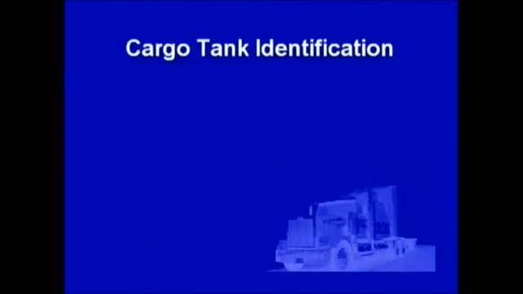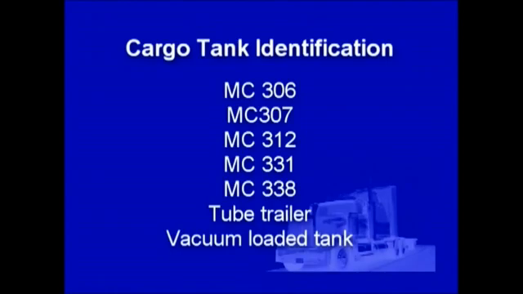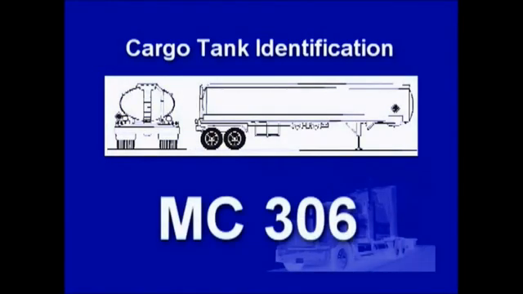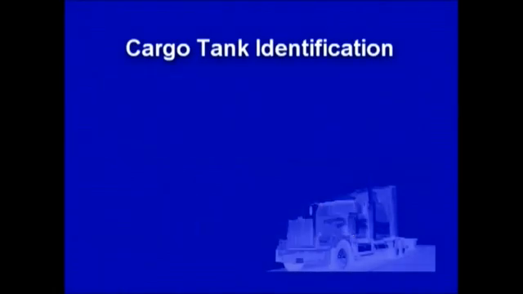Visual identification of cargo tanks. There are six basic types of cargo tank trailers: the MC306, the MC307, the MC312, the MC331, the MC338, the tube trailer, and the vacuum-loaded tank. The MC306 is used primarily for the transportation of fuels. It is a large, ovular tank typically made of single-shell aluminum construction. Typical capacity is 9,000 gallons.